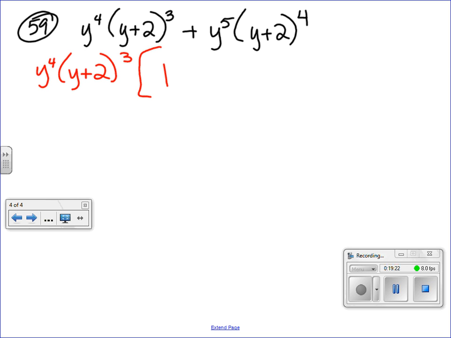Sometimes this thing times 1 is this thing, right? Plus, how many y's? 1 y. And how many y plus 2? 1 quantity. Okay. How do we do this? What do we do? What do we do?